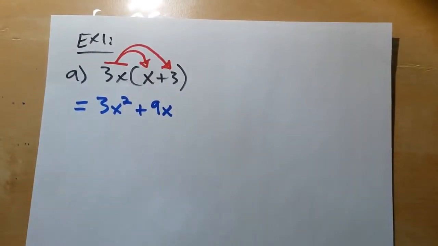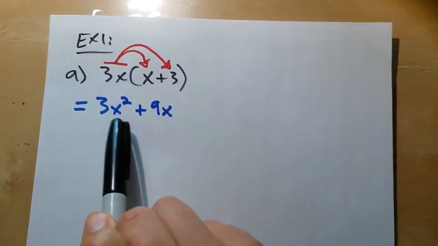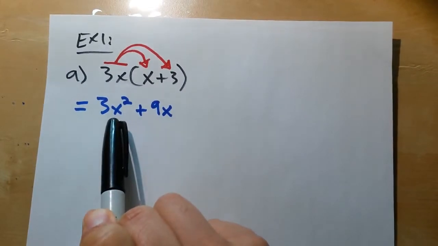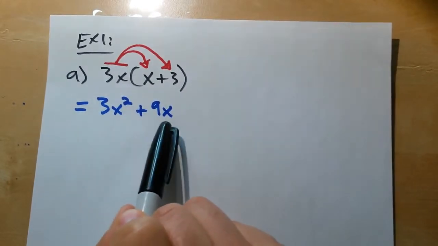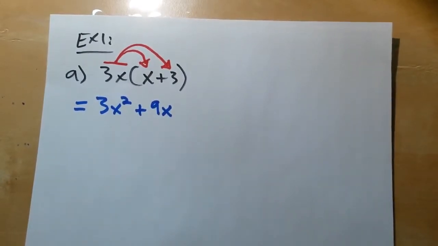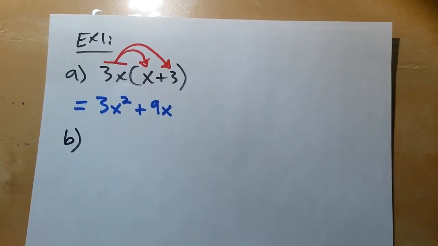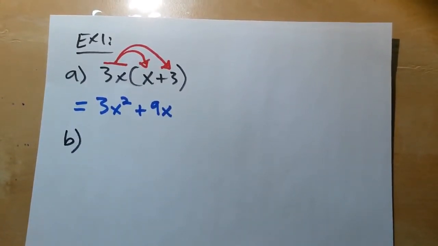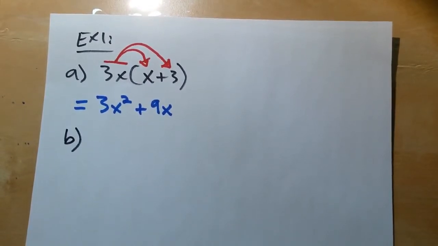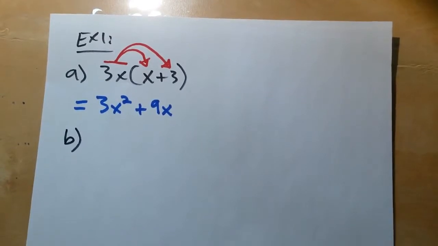Can we further simplify this expression? Yes or no? No. Why? Because these two expressions are not like terms, right? Although they have the same variable, they do not have the same exponent, so we cannot add them or subtract them. Okay, you are probably used to that already in previous lessons, but let's start looking at other examples, such as this one.